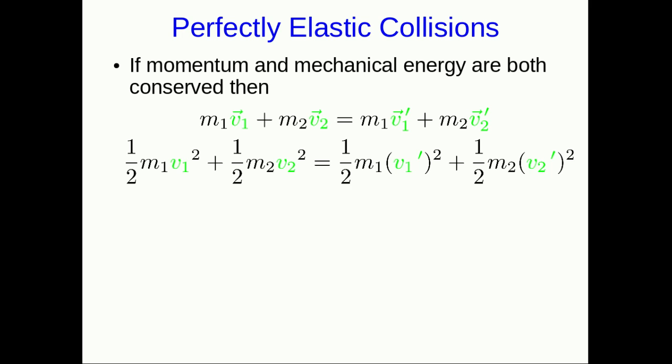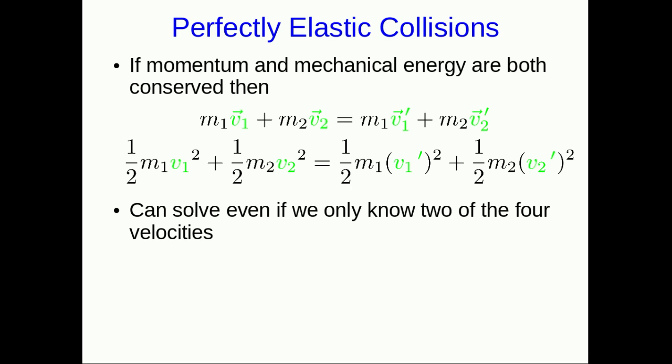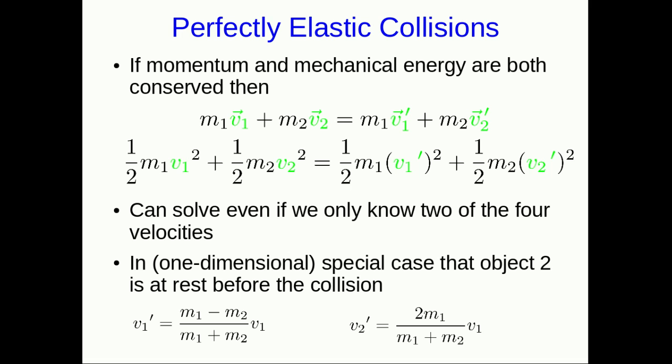So this is a perfectly elastic and also isolated collision. That means you have these two equations: conservation of momentum and conservation of kinetic energy. And this can be very convenient because now that you have two equations, you can solve that even if you only know 2 out of the 4 velocities. So this is one of the reasons we study perfectly elastic collisions, because they're convenient.